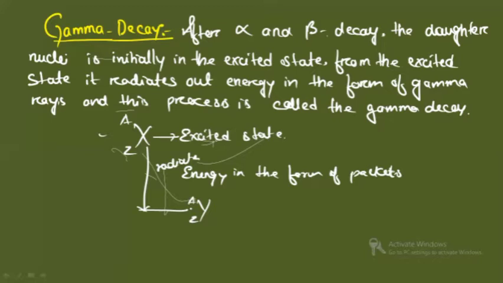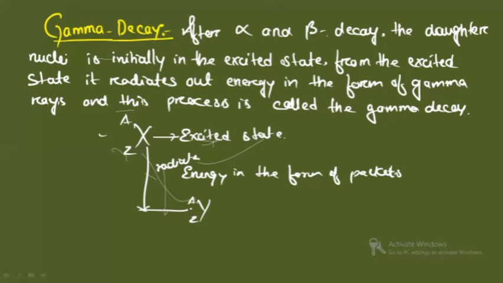We have to remember a few points which make a difference between gamma decay and alpha and beta decay. In alpha and beta decay, some particles are emitted. But in gamma decay, it does not eject any particles. No particles are ejected from the nucleus when it is undergoing gamma decay. Instead, what we get is a high energy form of electromagnetic radiation, which is the gamma ray photon.